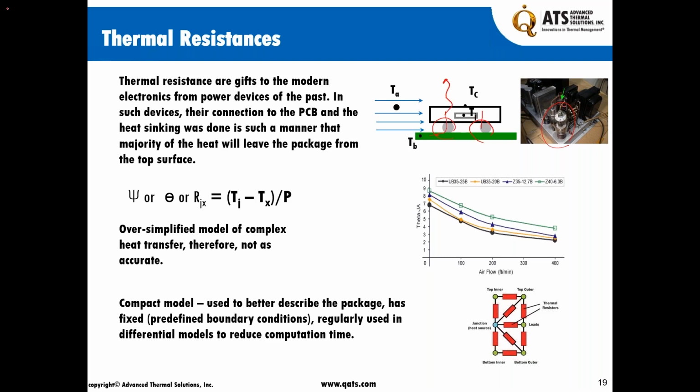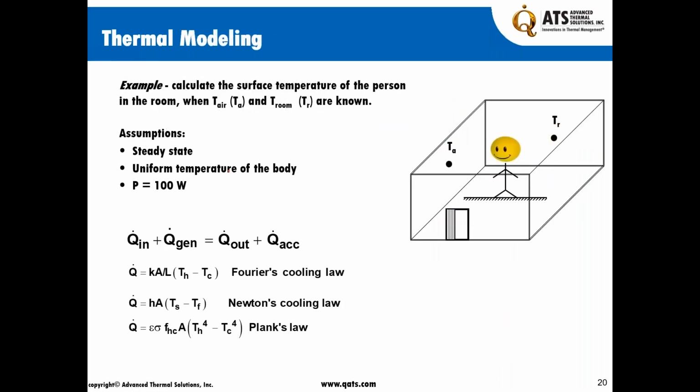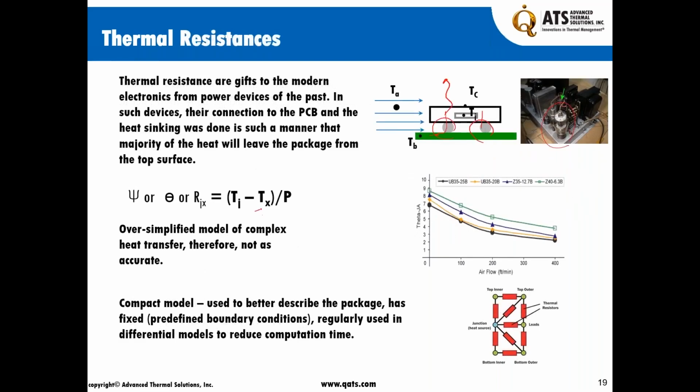So whether it's psi, theta, rj, whatever you want to call this, the net result of it is the sum delta t divided by power. So obviously the power is ambiguous. The delta t is ambiguous depending on where you measure, and it is a good tool as a point of reference to use, but it should be used as a point of reference, not as a design tool.